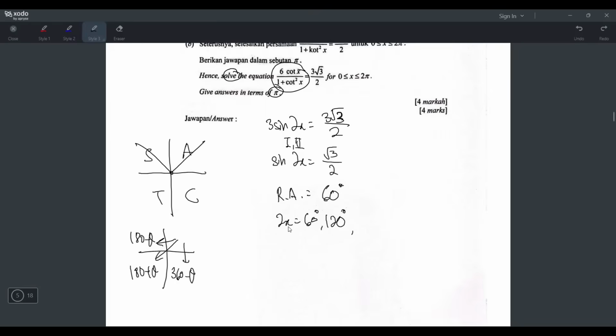But now you can see they write 2x. 2x here means two rotations. It means you have to take all your answers and add 360 once. Yeah, add 360.